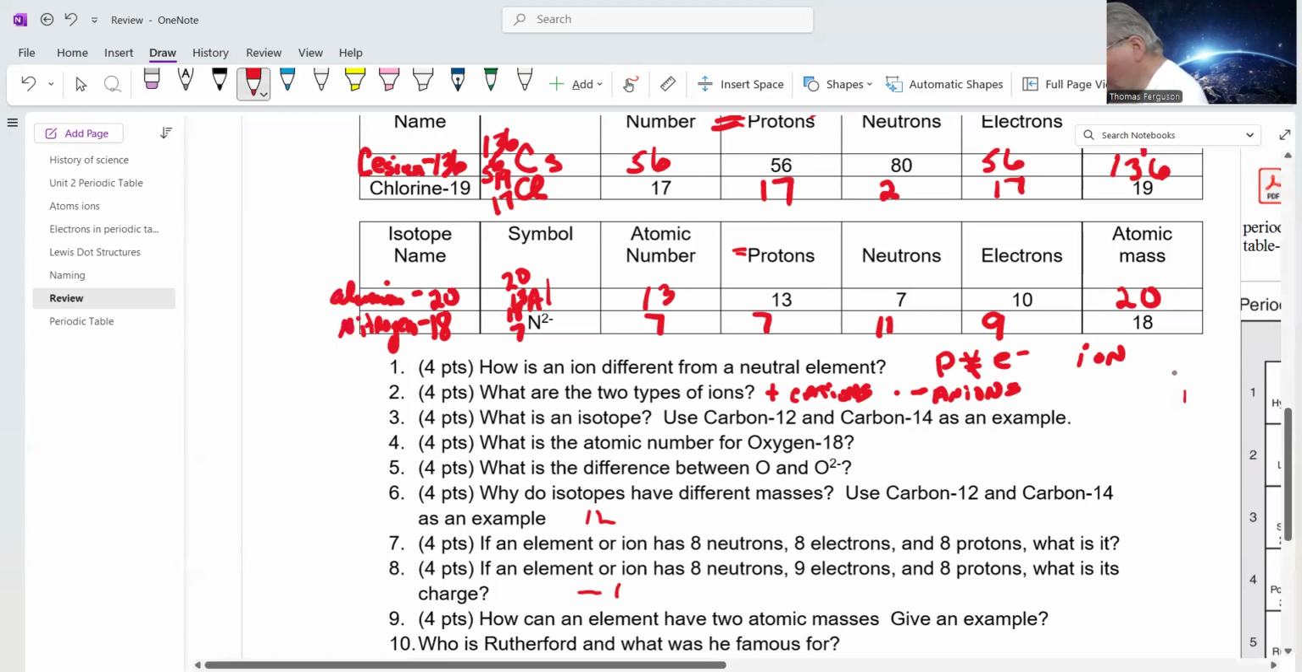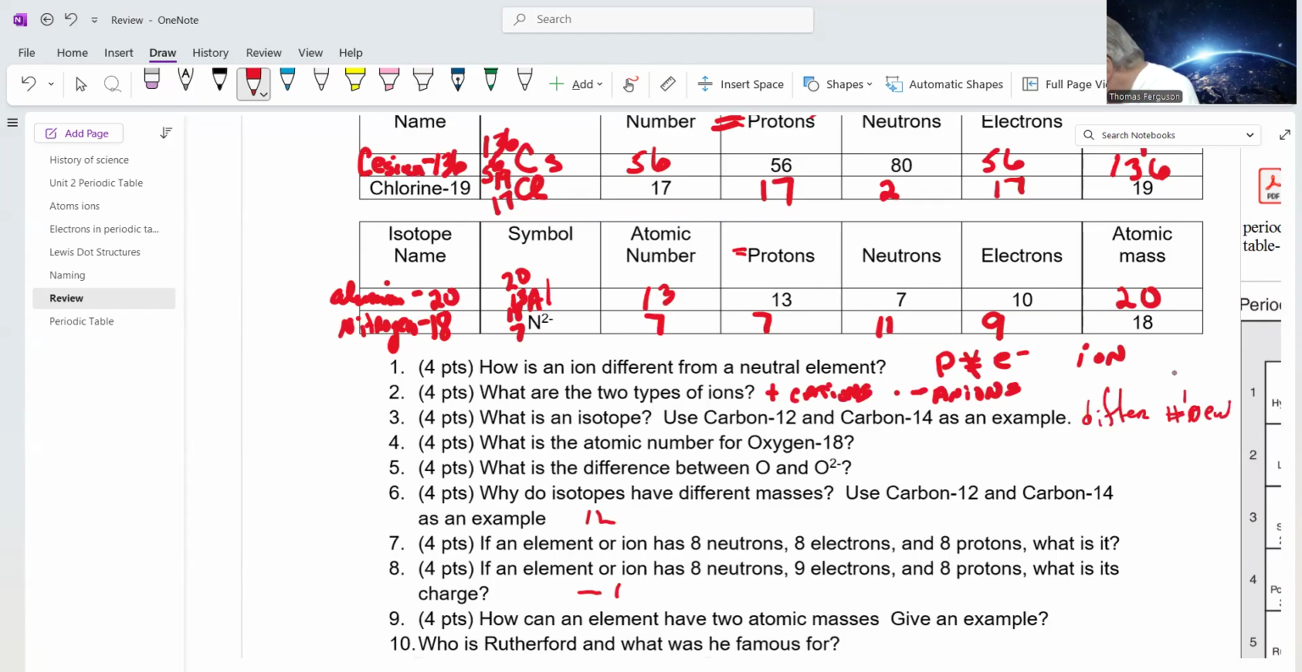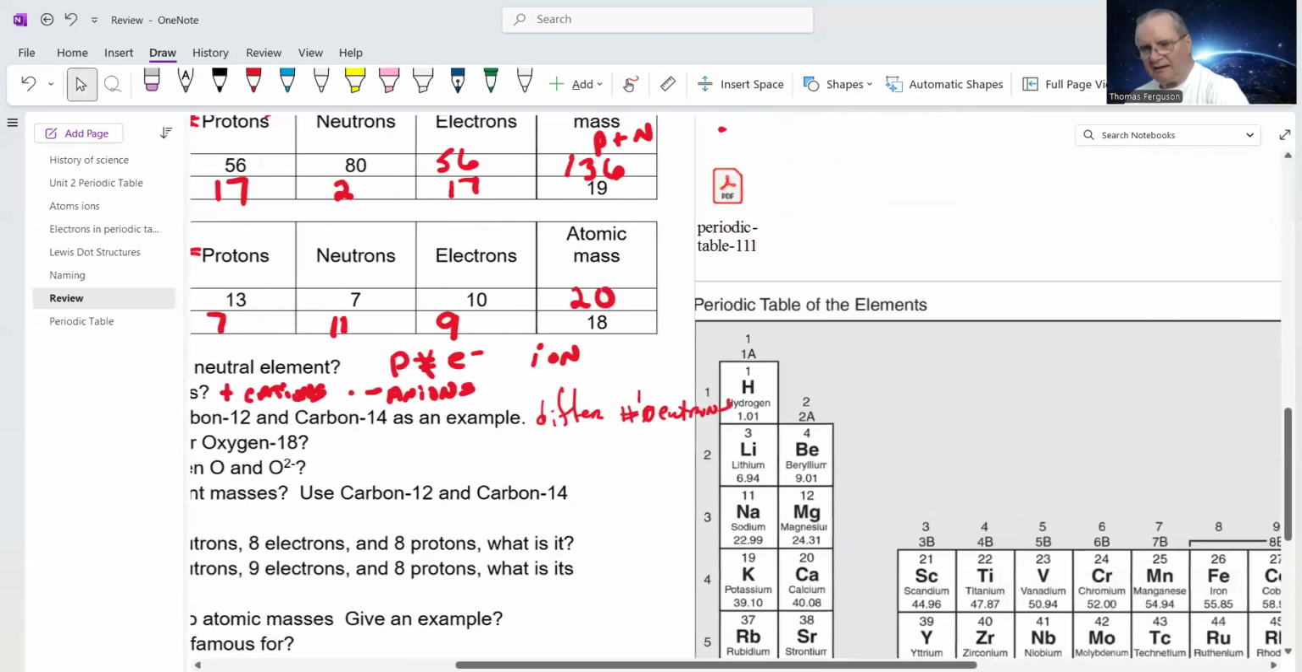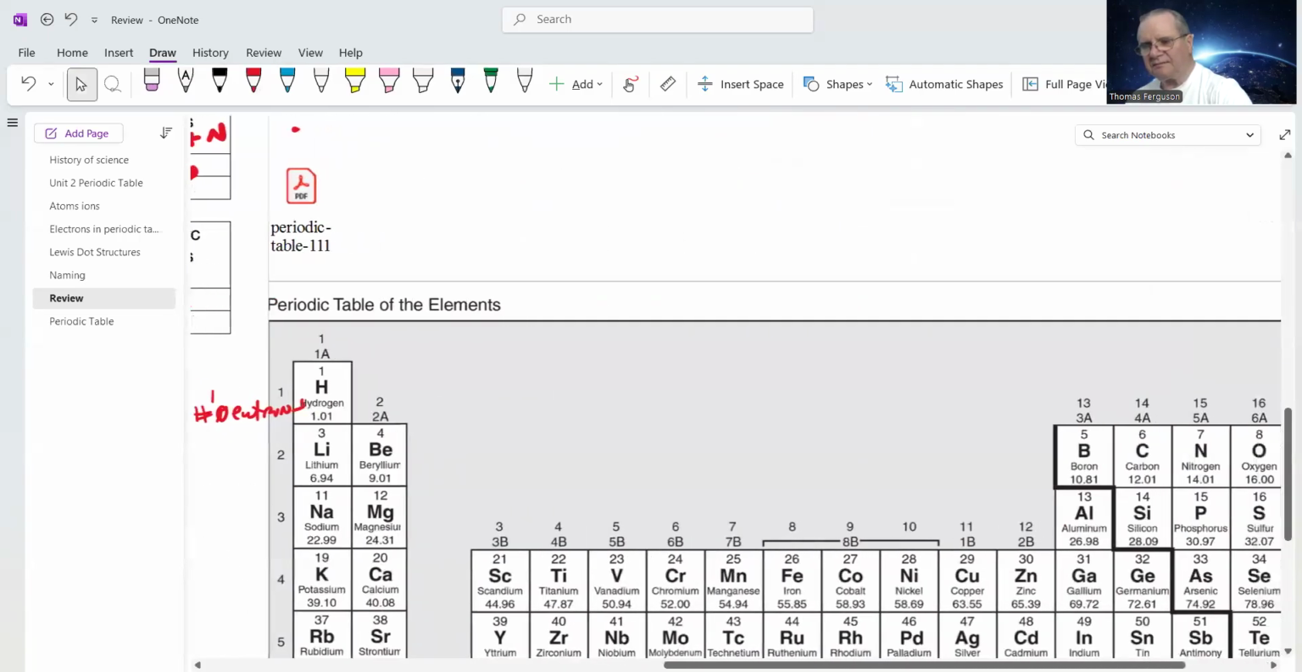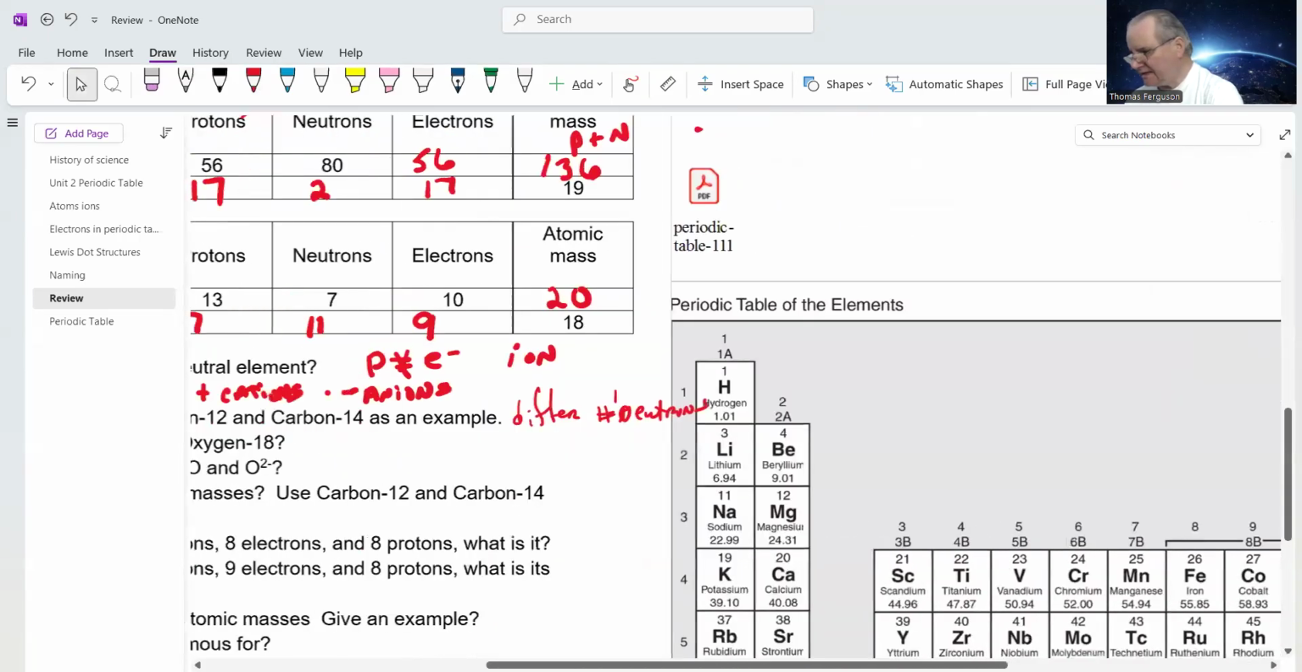Okay, what is an isotope? Isotopes differ in the number of neutrons. The atomic number of oxygen 18: atomic number and number of protons is the same thing. Look over here to oxygen. So that's 8.